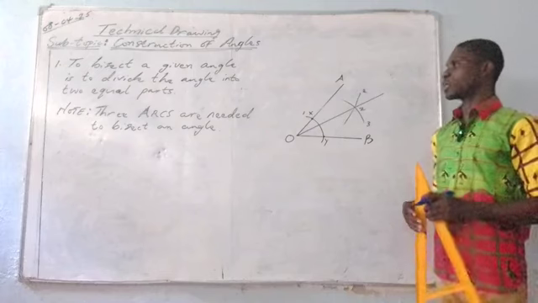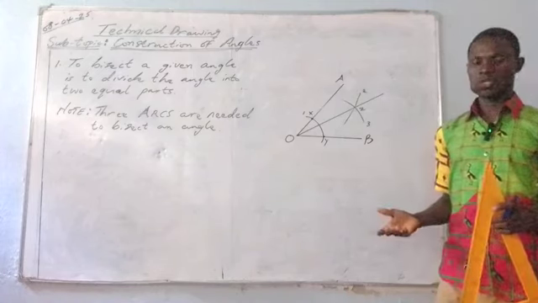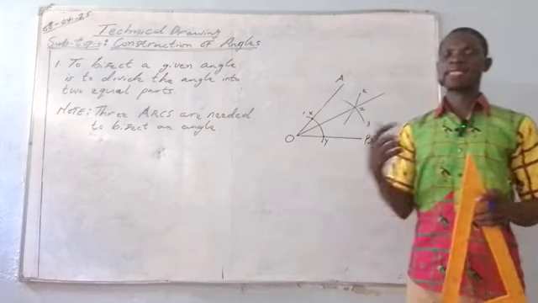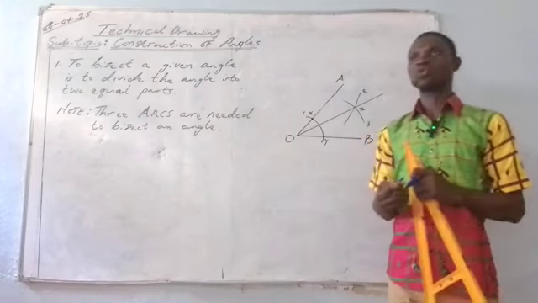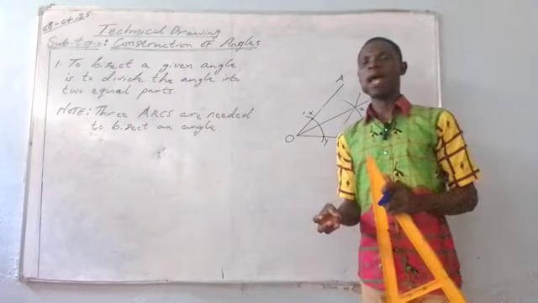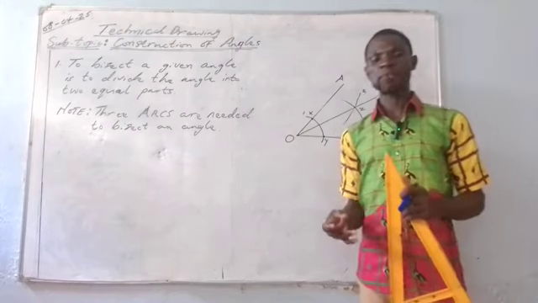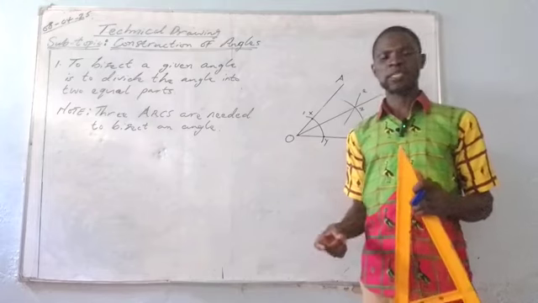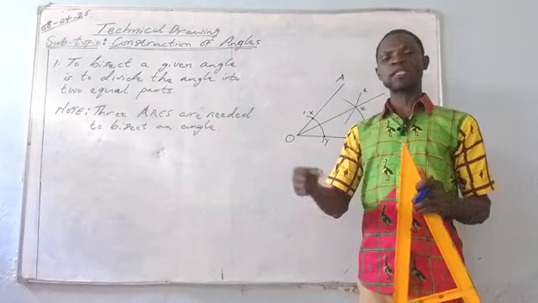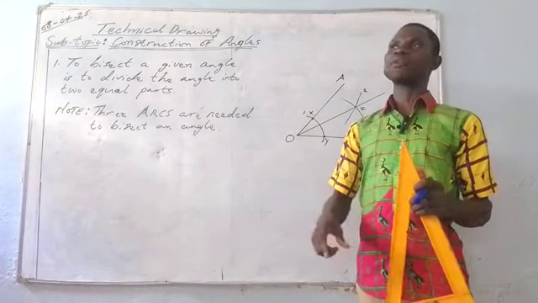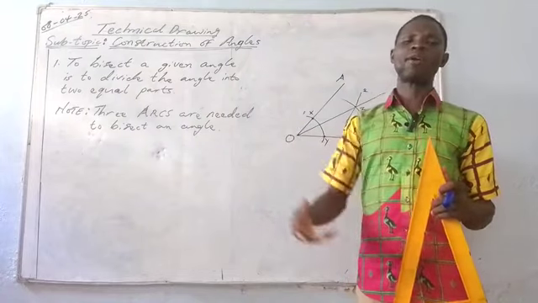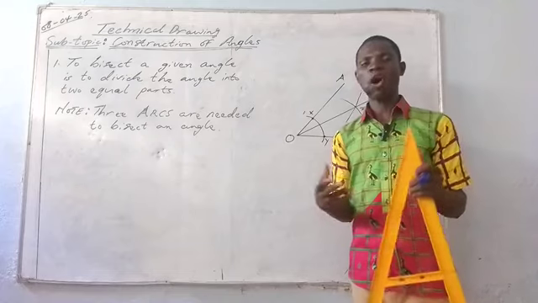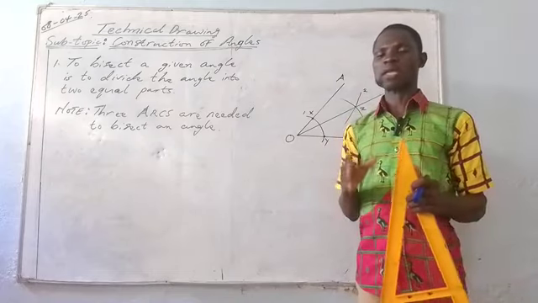Now, the next thing that we are going to do is construct angles. The angles that we can construct with the use of a pair of compasses, as I stated in that video, are angle 7.5 degrees, 15 degrees, 22.5 degrees, 30 degrees, 45 degrees, 60 degrees, 75 degrees, 90 degrees, 105 degrees, 120 degrees, 135 degrees, 150 degrees, 180 degrees, and then 360 degrees. Those are the angles that you can construct with the use of a pair of compasses. Let us pay attention to what I just said.